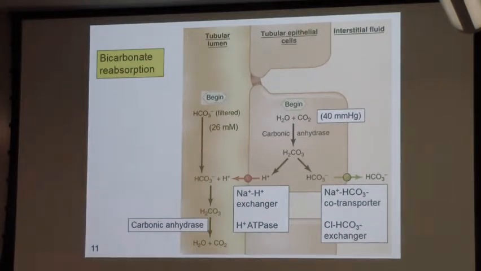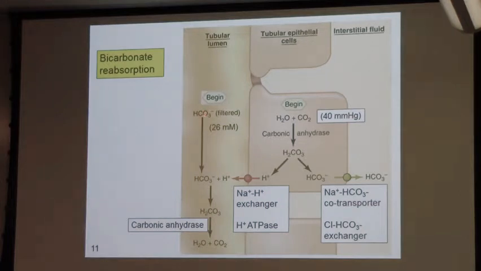So let's follow bicarbonate. Bicarbonate was filtered, and then it got converted into CO2, the CO2 diffused, it got converted, and the bicarbonate got reabsorbed. So that's the pathway for reabsorption of bicarbonate. Filtration, conversion, reverse conversion, and then transport into the interstitial space, the peritubular space, where it is picked up by the capillary, peritubular capillaries. So that's the complicated flow for reabsorption of bicarbonate.